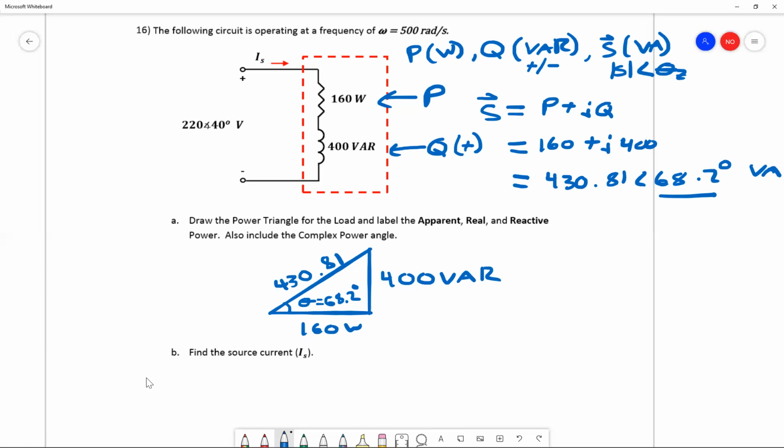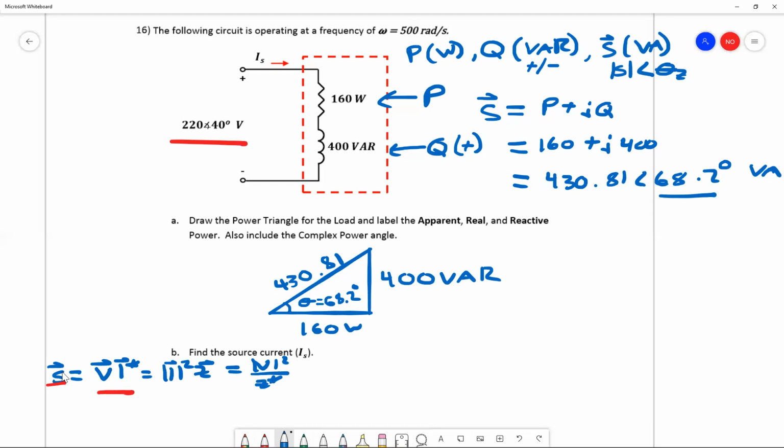The next step is to find the source current. When you look at your equation sheet, you'll notice a couple equations for complex power. One says complex power is equal to voltage times current, complex conjugate. One says it's equal to the magnitude of the current squared times the impedance. And one says it's equal to the magnitude of the voltage squared over the complex conjugate of the impedance. We're going to use the first equation because we were given the voltage and we have complex power already.